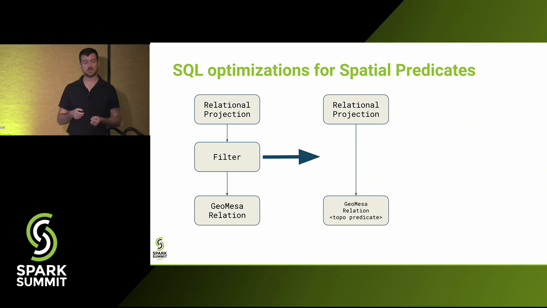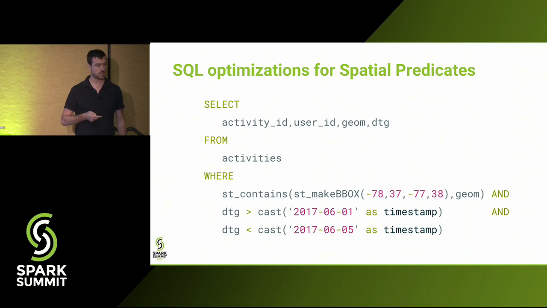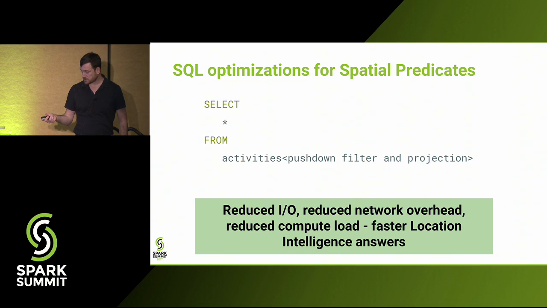And in this case, since GeoMesa actually also supports relational projection, we push that into GeoMesa as well. So we've gone from this query, which is all executed in Spark after a full table scan of GeoMesa, to this query, which is far less I/O, less network overhead, and less compute inside of SparkSQL. This has been very, very effective for us.